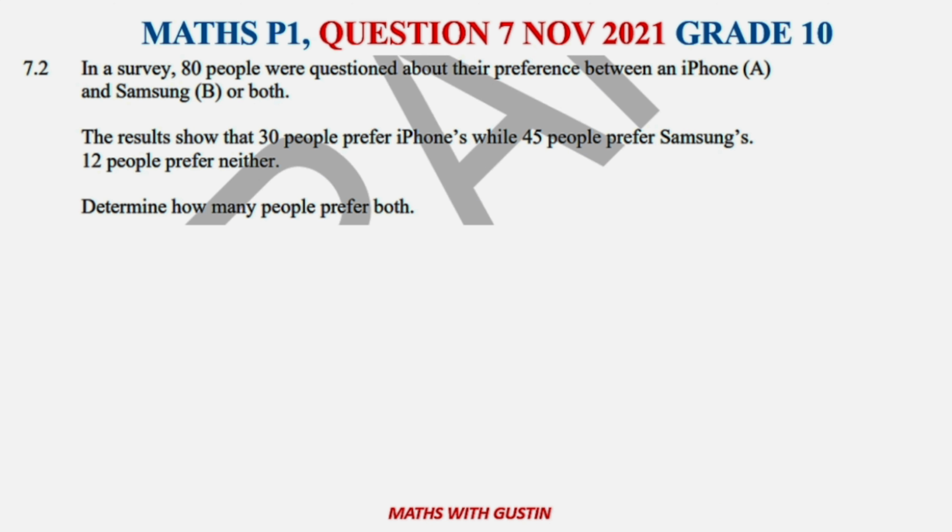7.2 says in a survey, 80 people were questioned about their preference between iPhone, which is A, and Samsung, or both. We know this is our daily argument: I'm using iPhone, no, Android. But let's find out from the statistics what they found here. The results show that 30 people prefer iPhone and 45 people prefer Samsung.